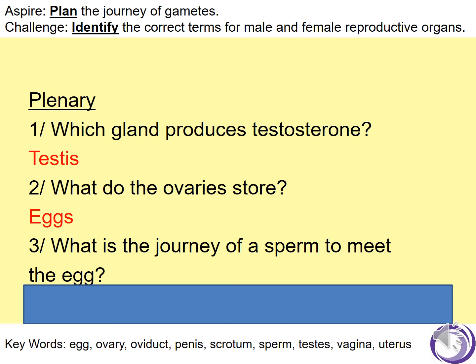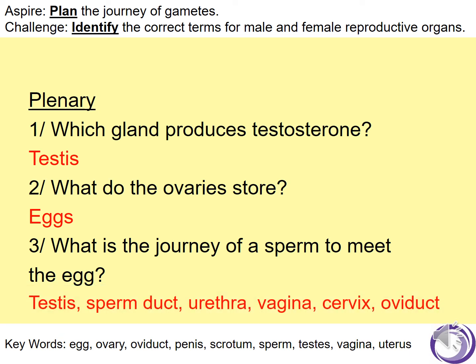Starting with the testis, finishing with the oviduct. So we could put the word next between those if we wanted to. Testis next, sperm ducts next, urethra next, vagina next, cervix, and next oviduct. It's not very developed, but we certainly can demonstrate that we know the parts of the reproductive system.